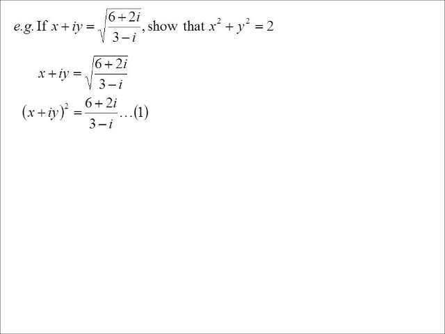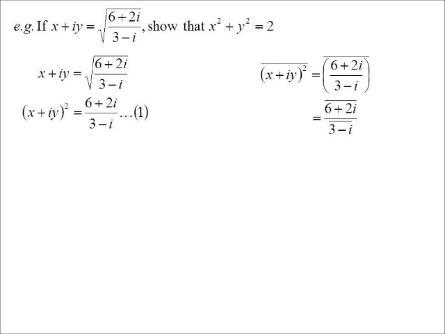So (x plus iy) squared must equal (6 plus 2i) over (3 minus i). I know that. But the conjugate of both sides must also be equal. Going back to the idea of, do I find the conjugate first or do I find the conjugate after the division and so on, I could rewrite the conjugate of (6 plus 2i) over (3 minus i) as just the conjugate of 6 plus 2i on the conjugate of 3 minus i. And I could also say, conjugate of (x plus iy) squared, I could find the conjugate of x plus iy first and then square it. And so I get (x minus iy) squared is (6 minus 2i) over (3 plus i).